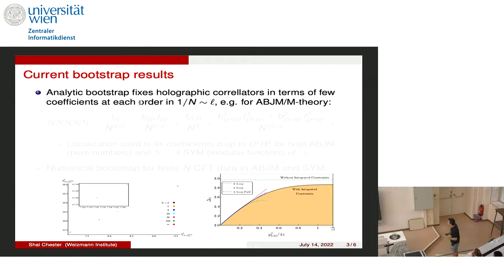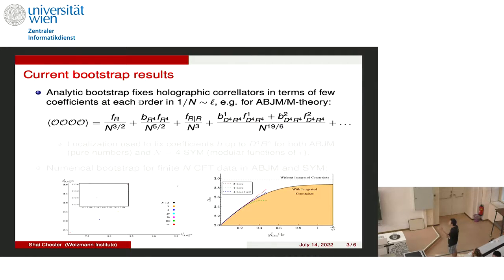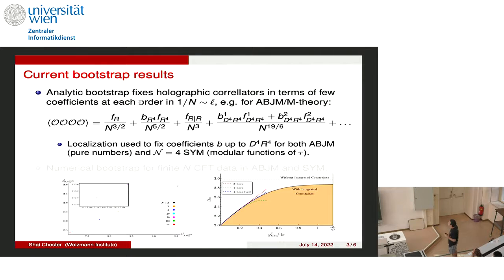So let's talk about the results that are already known from the bootstrap about this question. The analytic bootstrap fixes holographic correlators in terms of a few coefficients at each order in 1 over N, equivalently Planck length. So for instance, in the case of the duality between ABJM and M theory, for this four-point function we're expanding in large N. These functions f are functions of the spacetime, and they're completely fixed by kinematics, i.e. the analytic bootstrap. And so the only non-trivial information are these coefficients b at each order. And as you see, at each order there are very few coefficients b.